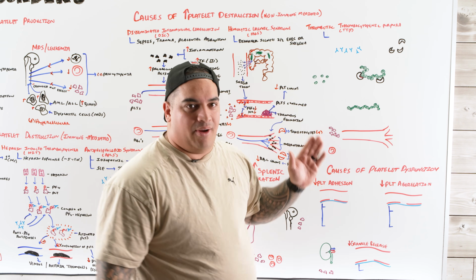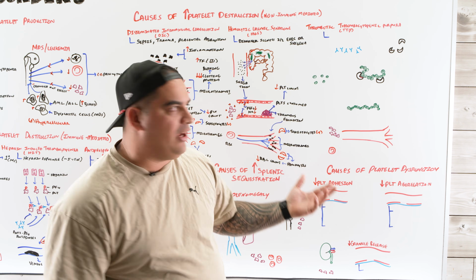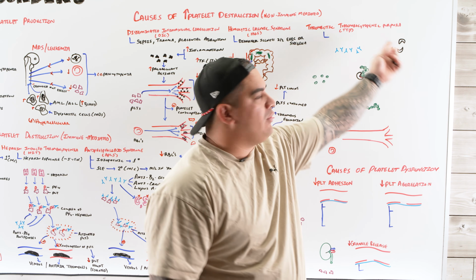We come to the next one though. The last type of thrombotic microangiopathy, which is called thrombotic thrombocytopenic purpura.